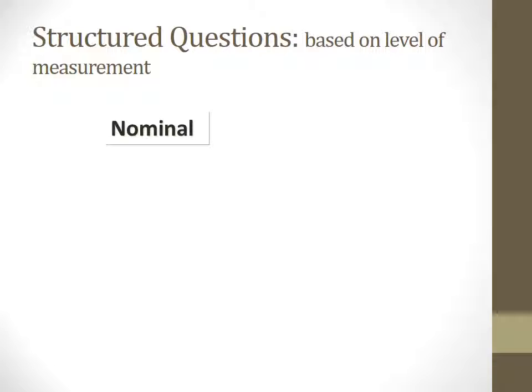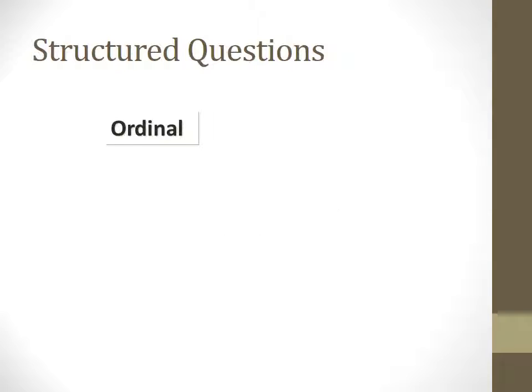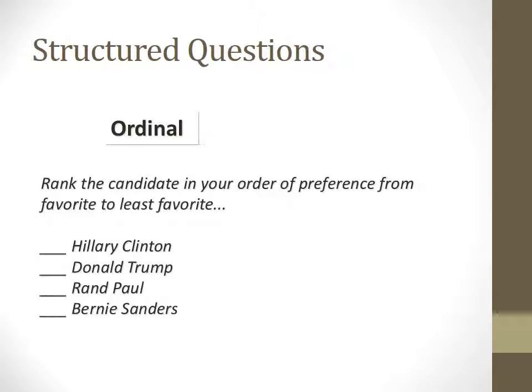They could also be based on levels of measurement, and we've already talked about this when we talked about measurement. So you could have nominal questions. You have occupation class. 1 is truck driver, 2 is lawyer, 3 is disabled, 4 is retired, and so on. Structured questions could be ordinal, such as rank the candidate in your order of preference from favorite to least, and here you would give them a rank of 1 to 4, 1 being the best.